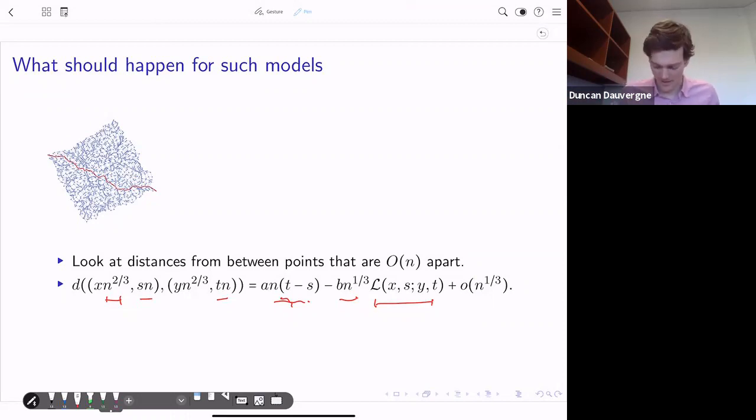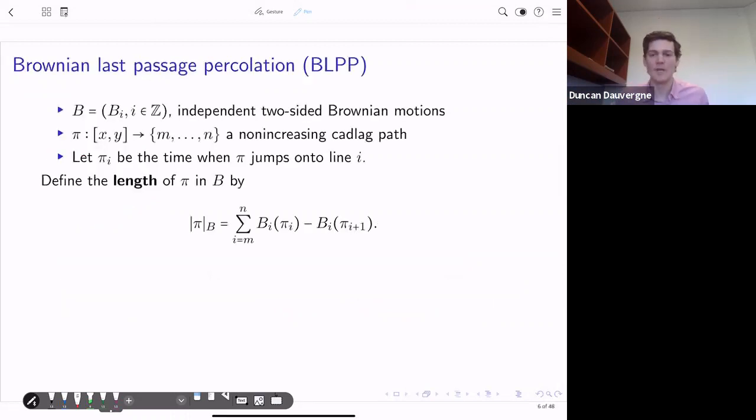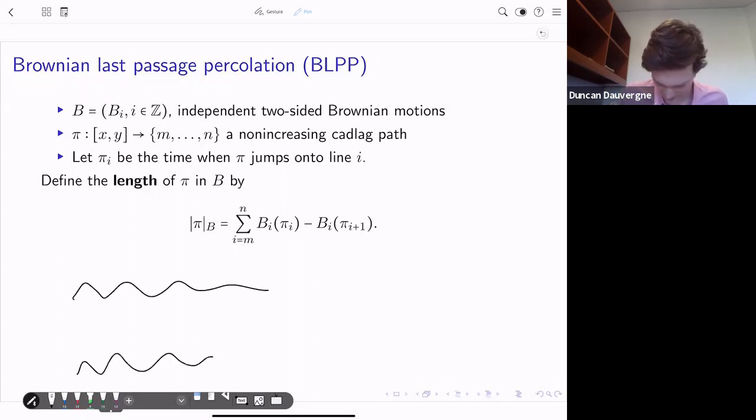Okay, so how do you actually get to constructing this directed landscape L? The model that I wrote at the start is highly intractable in some sense. So you need to start with a really tractable integrable model where you can say a lot. And the model that I'll choose to work with is called Brownian last passage percolation. The idea is that we're going to define path lengths according to some sort of Brownian noise.